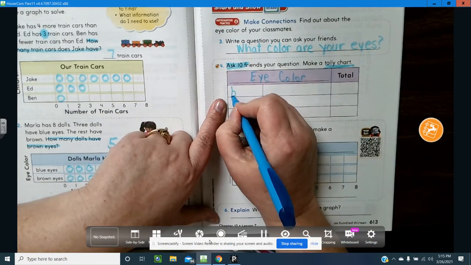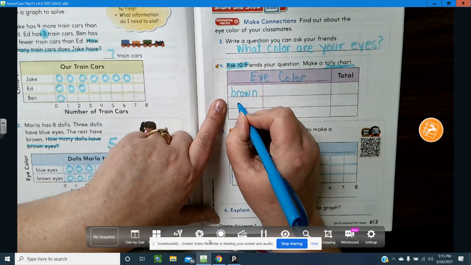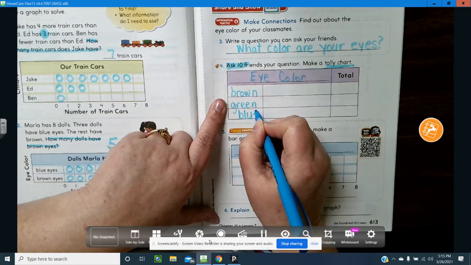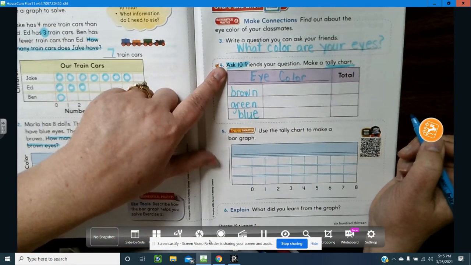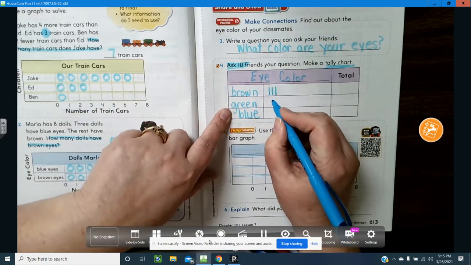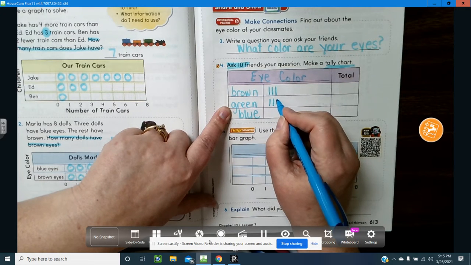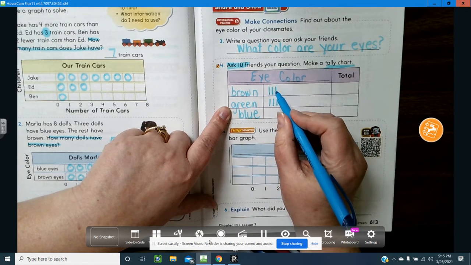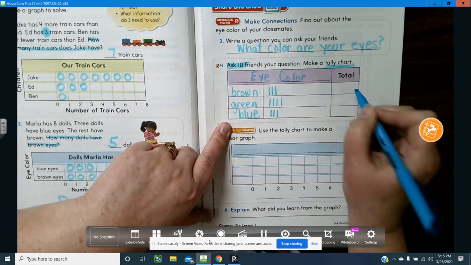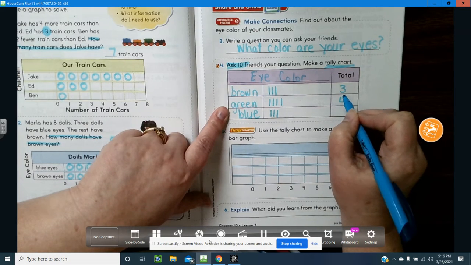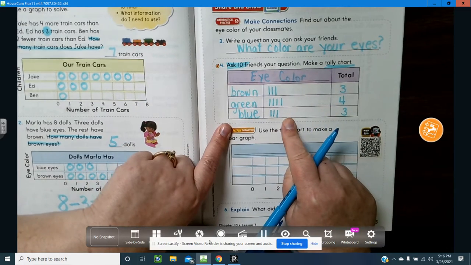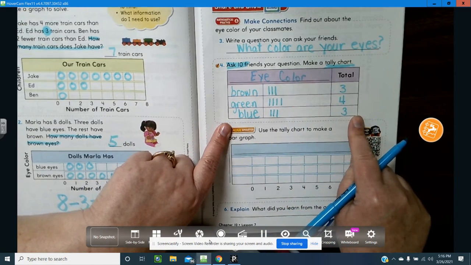So we're going to say in our room, we had brown, green, and blue eyes. And we had 10 students. We're going to pretend we have 1, 2, 3 brown, 1, 2, 3, 4 green. That's 1, 2, 3, 4, 5, 6, 7, and 3 blue. So we had 3 brown, 4 green, and 3 blue. And this is what it would look like. You put your tally marks and your totals.